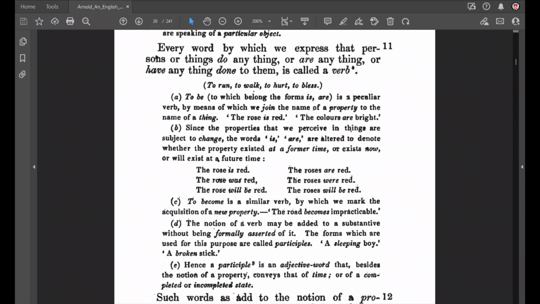Note C, to become, notice it's in italics. To become is a similar verb by which we mark the acquisition of some new property. Becoming. A road becomes impracticable. So becoming, this verb to become, expresses change. So not only can verbs express time, they can also express change.